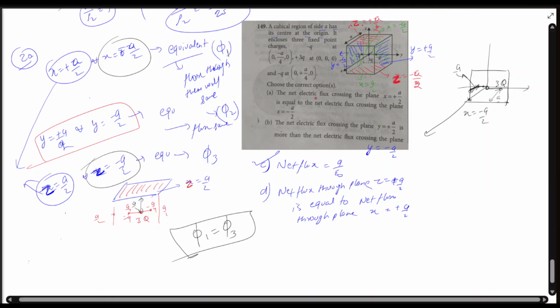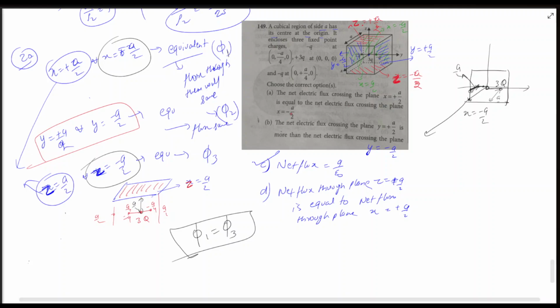So look, net flux crossing through x a by 2 and x minus a by 2 are equal. This is correct. Net flux through y a by 2 is more than y minus a by 2. This is wrong. It is the same. Okay. So from the y planes they are the same because they are placed symmetrically. Net flux, this was correct. Now net flux through z a by 2 is equal to net flux through x a by 2. This is also correct. Okay.